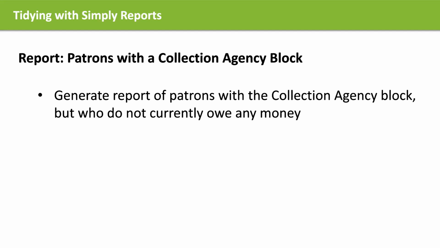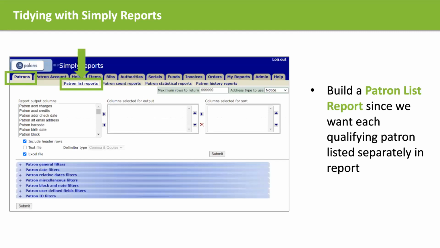Now, if you're familiar with Simply Reports, you know that there are a lot of different report types that you can build. For this particular report, we are going to build a patron list report because I'm looking for patrons and I want each qualifying patron listed separately in my spreadsheet. So to build reports, we need to set up both the output, which is the information that will be displayed in our report. That's this top section here. And our filters, which is how we identify who we want to see in our report. And that's this bottom section here.